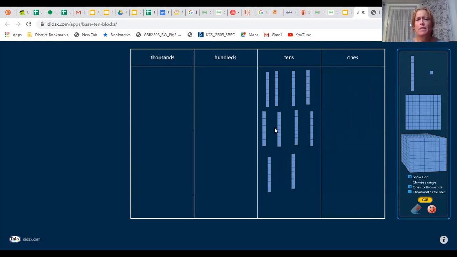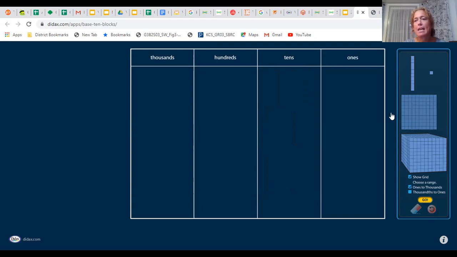So let's count those groups of 10. Now remember, when we count groups of 10, we're counting by tens. 10, 20, 30, 40, 50, 60, 70, 80, 90, 100. Okay, so we now have a group of 100. So we can get rid of those, and now we have one set of 100. Because as you can see, if I counted all these columns, there would be 10 columns or 10 rods. So I now have a group of 100.